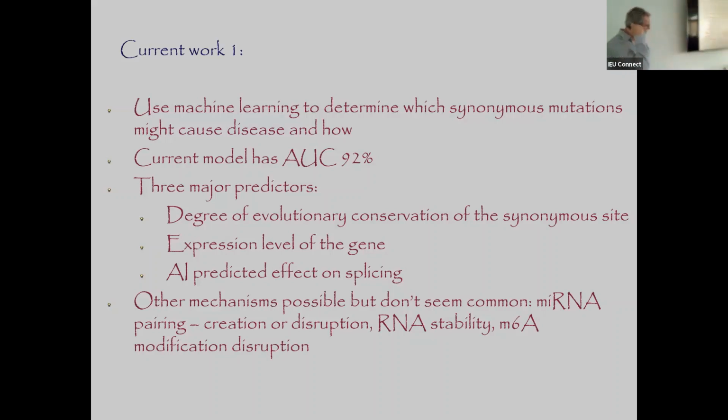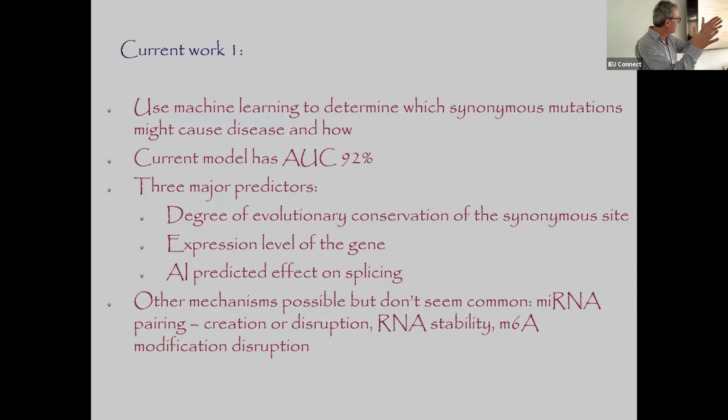The current model is working okay, but I have a little bit of a problem with it, which is we have to train it on a data set of well-described mutations that cause disease, synonymous mutations that cause disease, rather. And the problem with that is the well-described ones almost all have been verified because they have an effect on splicing, because splicing effects are easy to verify. So it may be an entirely circular process.